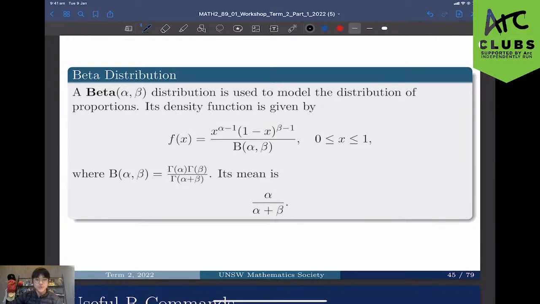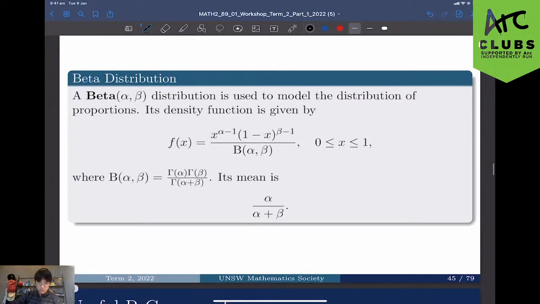A beta distribution is used to model the distribution of proportions. So for example, a beta distribution might model the proportion of voters who are going to vote for a certain candidate. And alpha and beta here kind of represent the successes and failures.